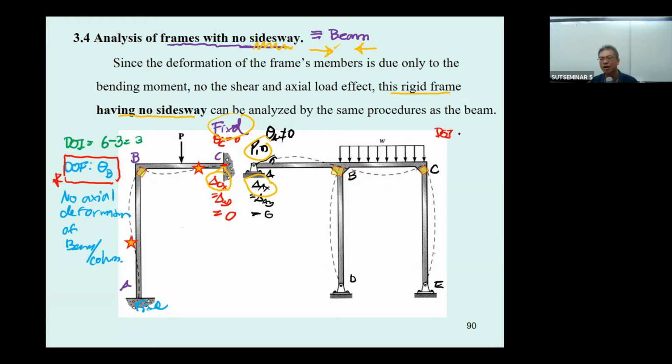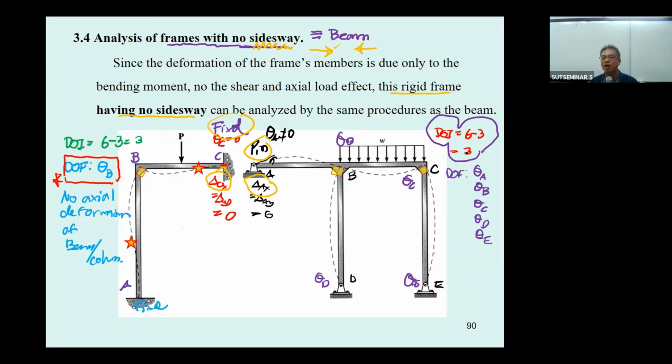Coming into this one, what is the degree of indeterminacy? A pin, D pin, E pin, so it's going to be 6 and then minus 3. So this one is going to have 3 degrees of indeterminacy. And for the degree of freedom, you may have theta sub A, theta sub D, theta sub B, theta sub C, and theta sub E. That is going to be 5 of them. And when you compare this with the previous frame, the force method is going to be easier to use.